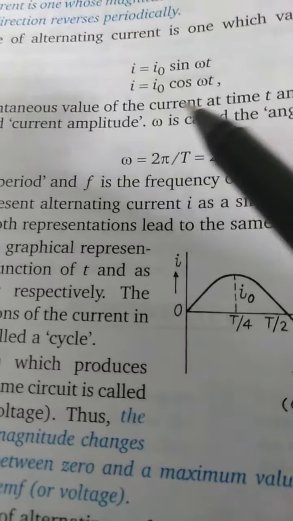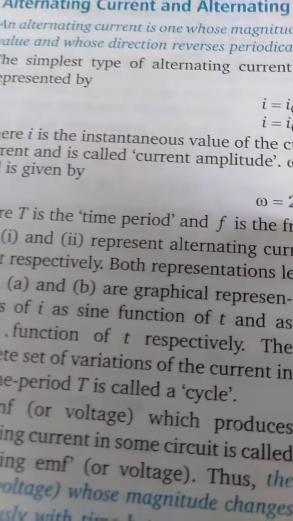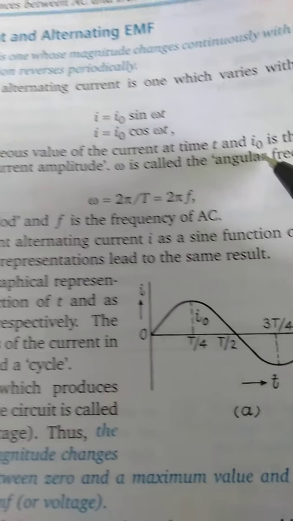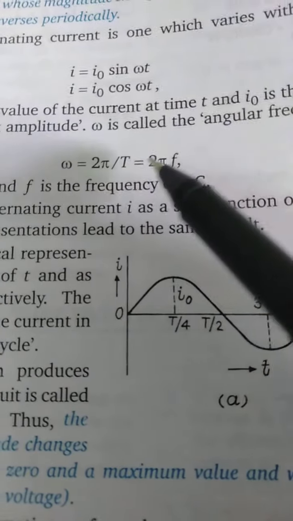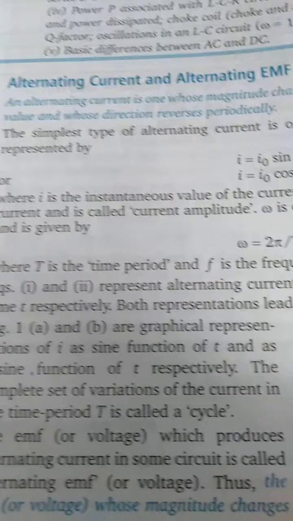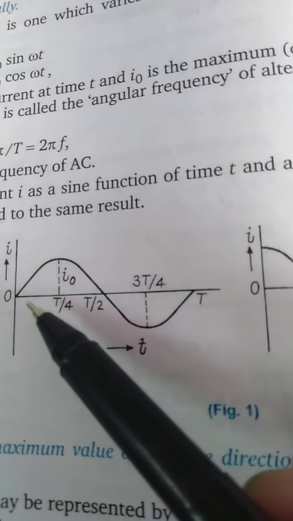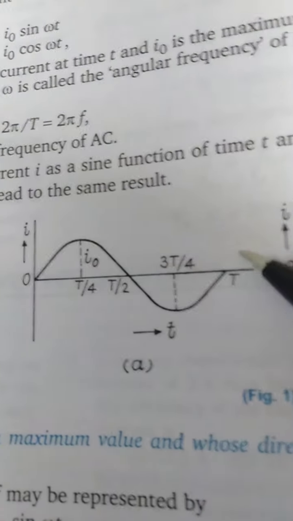So I is equal to I0 sine omega t. Now omega is called the angular frequency, and omega is equal to 2 pi by T, where T is the time period, and f is the frequency, meaning the number of oscillations in 1 second. Let us study this graph. This graph is a sine graph, as you have studied, called the sine curve.